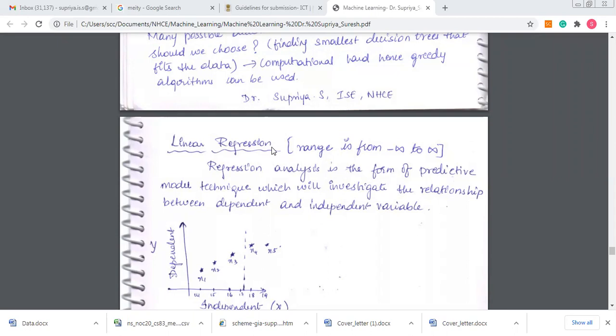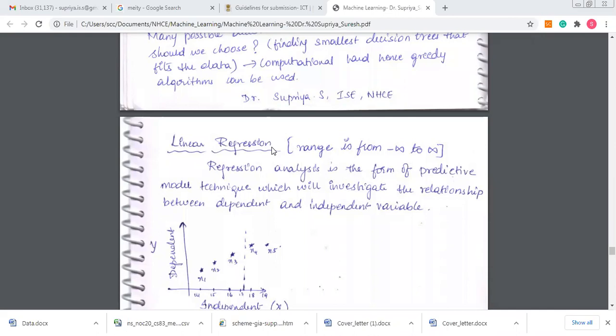We have already seen what this is. Linear regression is a linear approach to modeling the relationship between a scalar response and one or more explanatory variables. Basically, regression analysis is a form of a predictive model.